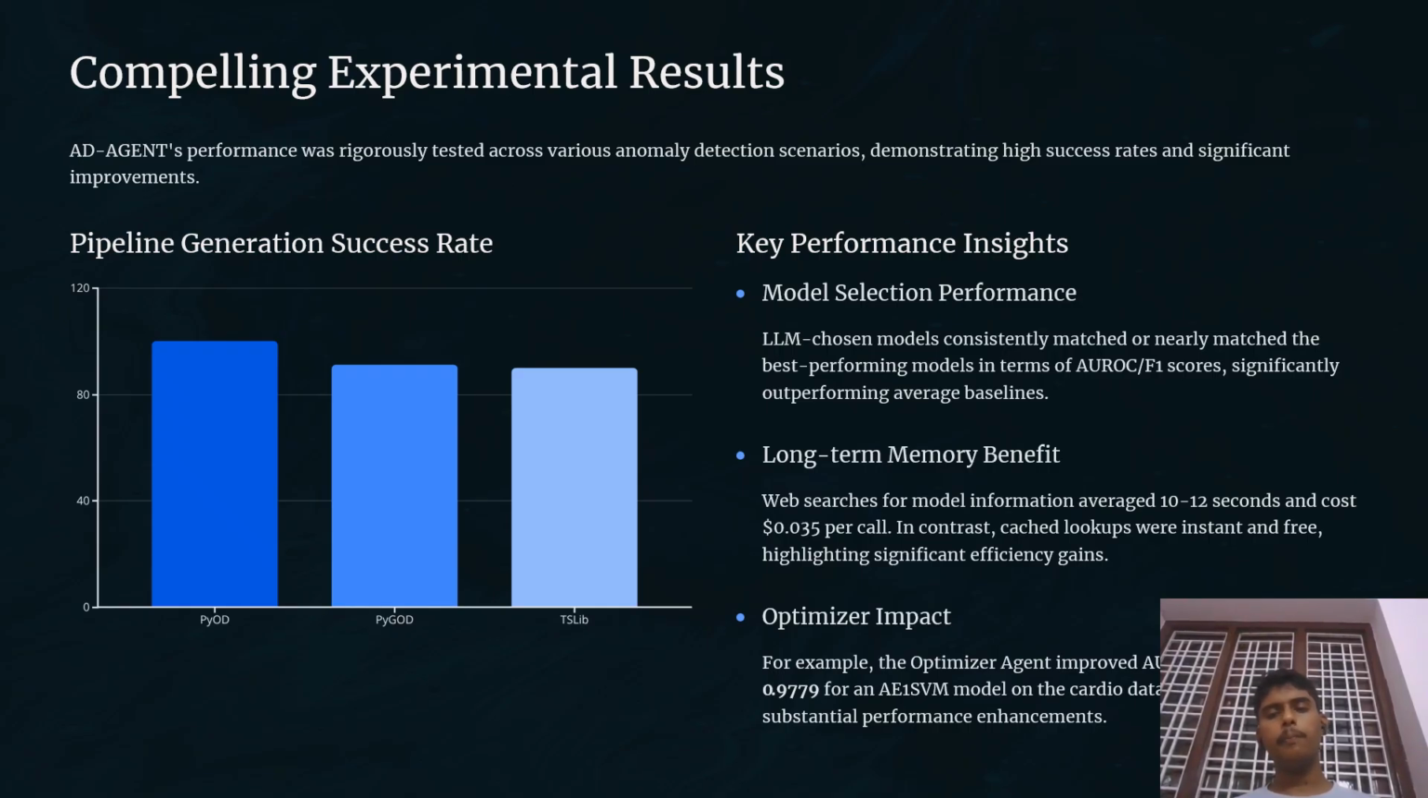And next is long-term memory benefit. Web searches for model information average 10 to 12 seconds and cost about 0.0 dollars per call. In contrast, cache lookups were instant and free, highlighting significant efficiency gains. Next is optimizer impact. For example, the optimizer agent improved AUROC from 0.9450 to 0.9779 for an AE1 SVM model on the cardio dataset, demonstrating substantial performance enhancements.